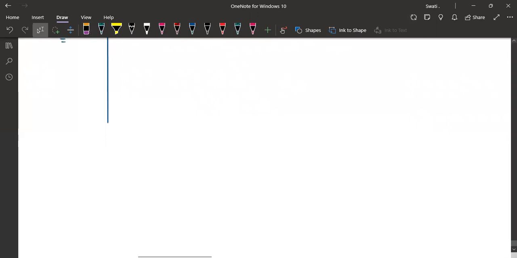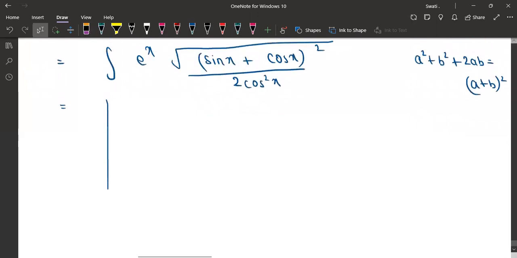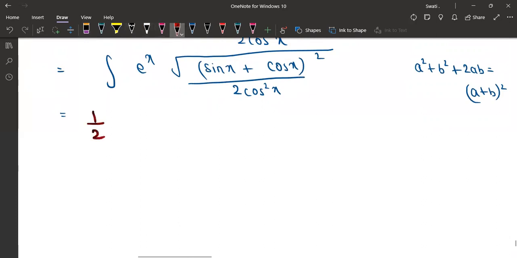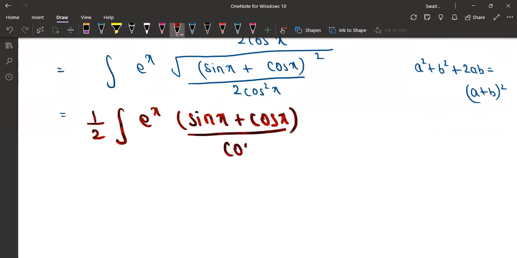Yeah. So that 2 I can write down outside the bracket. That 2 I can also write down outside the bracket. So it will become 1 upon 2 integration e raised to x. Here the square root and square will get cancelled. So what we are getting? We are getting sin x plus cos x, and then in the denominator, we are getting cos square x, right?